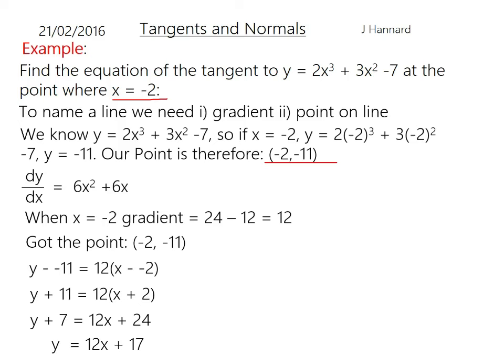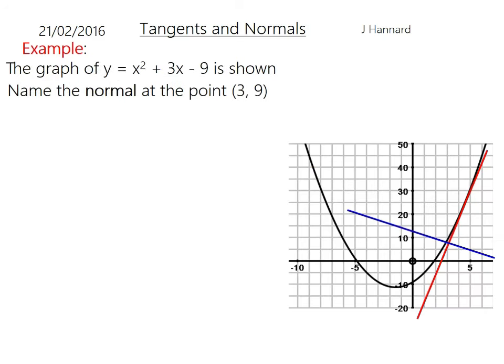We dy dx it, put the x coordinate through, get a gradient of 12. Y minus b equals m(x minus a). Double negatives all over the shop there, expanding and tidying. It should be fairly straightforward. The other part of this lesson is normals.